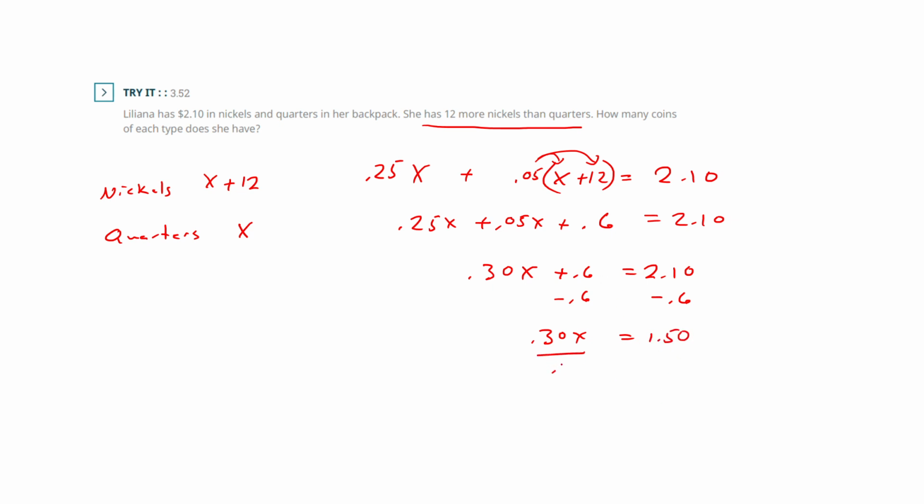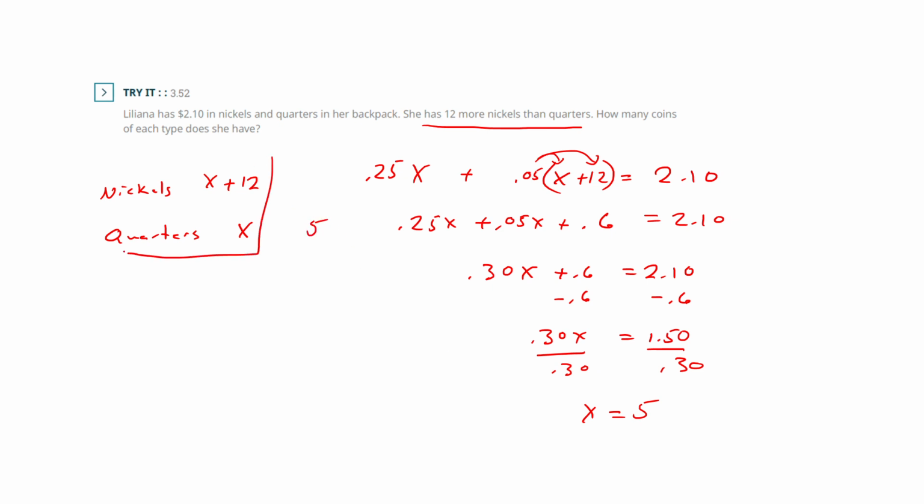Now divide both sides by 0.3. Again, you could clear the decimals. We learned how to do that. You could clear all the decimals out if you want, but if you use your calculator, which is perfectly fine with me, then it's not really necessary. So we get 5. Okay, now we found the quarters is 5.